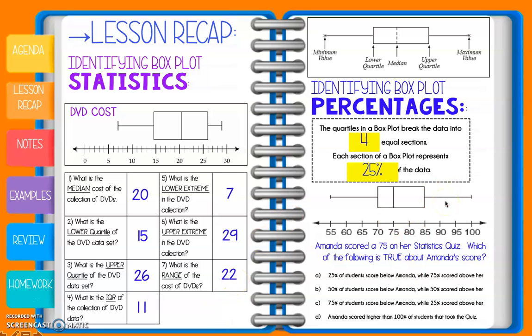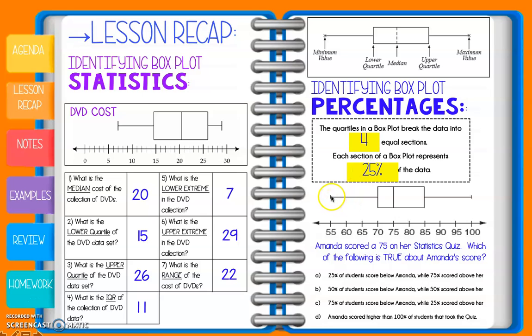Now, the reason that we draw our box plots is to represent percentages or percentiles. Okay, now, the quartiles in a box plot break the data into 4 equal sections. We talked about that yesterday when we talked about quartiles. Each section of the box plot represents 25% of the data. Okay, that makes sense, right? 100% of the data divided into 4 sections, 100 divided by 4, would tell us that each one represents 25%.